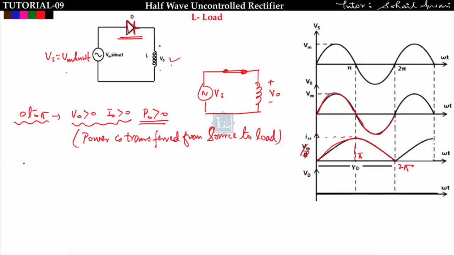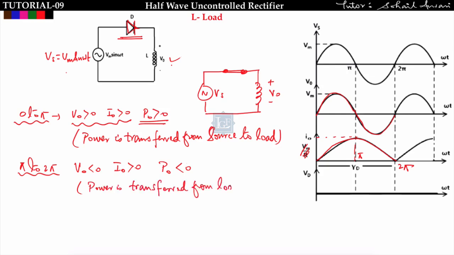Okay, now see from pi to 2 pi what is happening. From pi to 2 pi, V naught is less than 0 and I naught is greater than 0. So overall P naught will be less than 0. So in this case, power is transferred from load to source. When P naught is less than 0, it means the load is transferring power to the source.